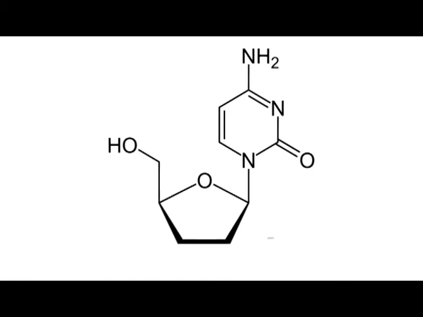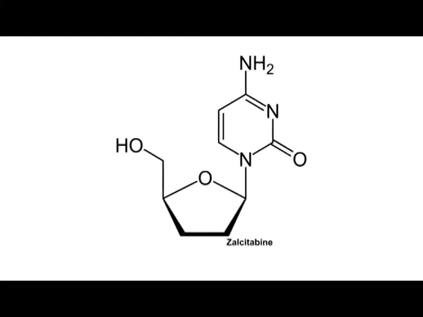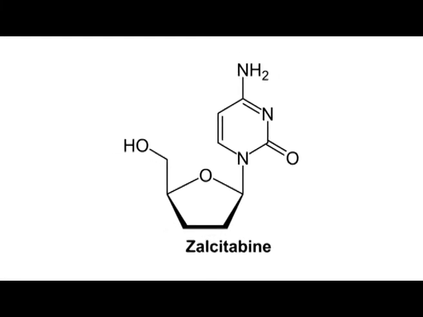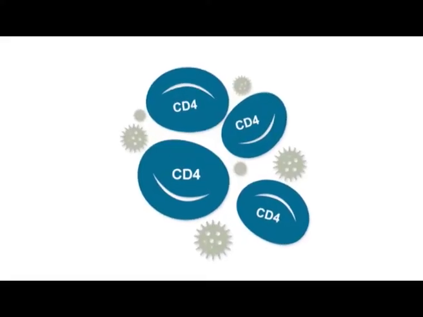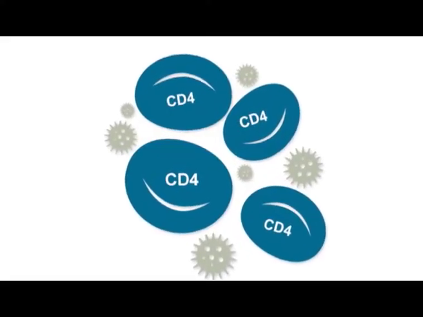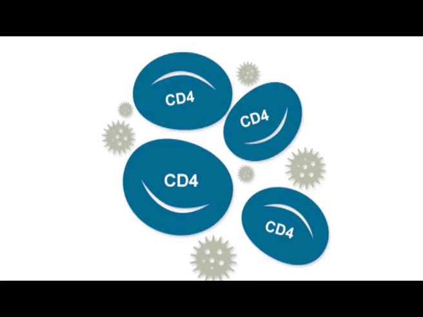Zalcitabine. Zalcitabine is a homologue of cytosine. It is a useful alternate drug to zidovudine and it is given in combination with zidovudine when the CD4 cell count falls to less than 300 cells per cubic millimeter.